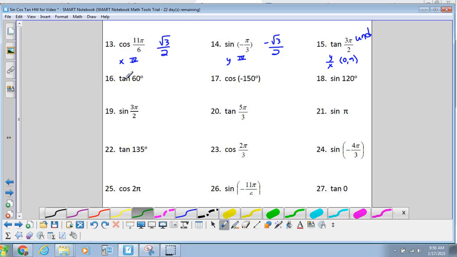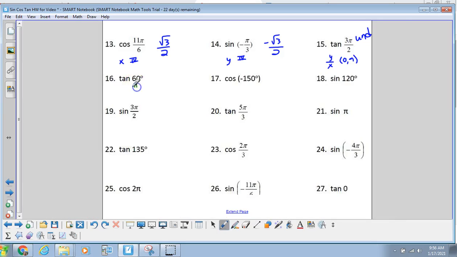This is where it's nice to be able to convert easily back and forth between degrees and radians for some of our very common unit circle values. 60 degrees is the same thing as pi over 3. So if we think about it that way, the tangent is y over x, and it's in the first quadrant, and our value here, which is root 3 over 2 divided by 1/2, ends up giving us just positive square root of 3.